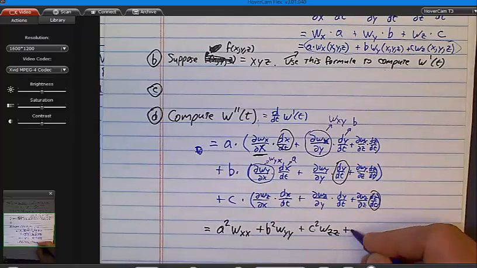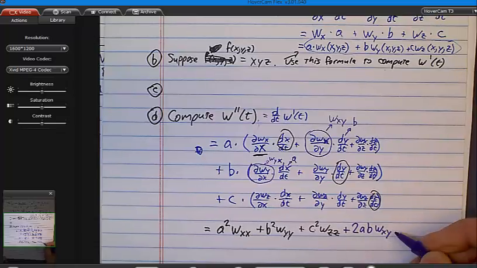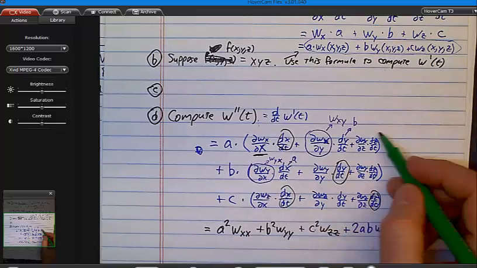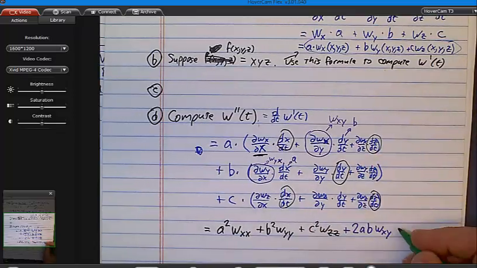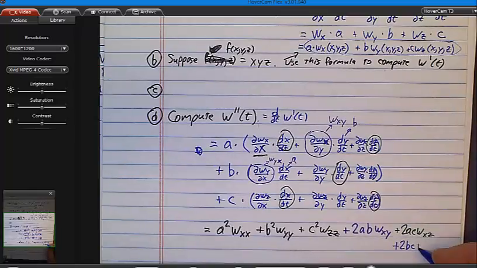So your book's going to write plus 2AB Wxy. And then, you know, you could do the same trick here. So it's like plus 2AC Wxz, I guess you could write xz or zx. And then the last piece would be what? Plus 2BC Wyz. There it is. There's a formula for W double prime of t.